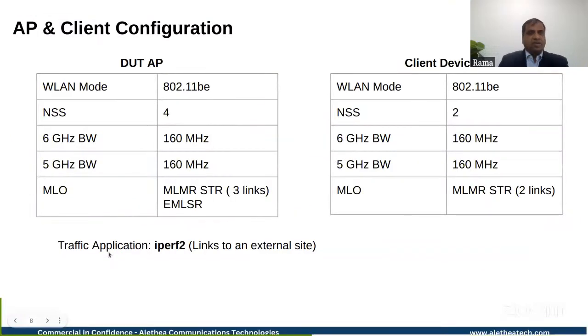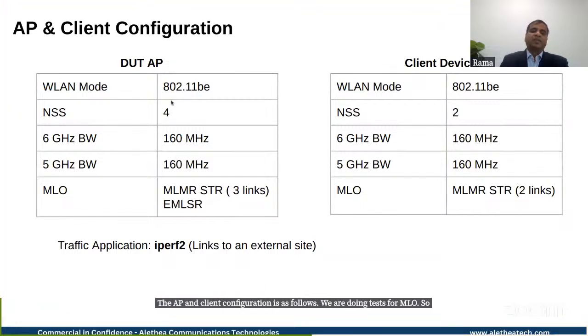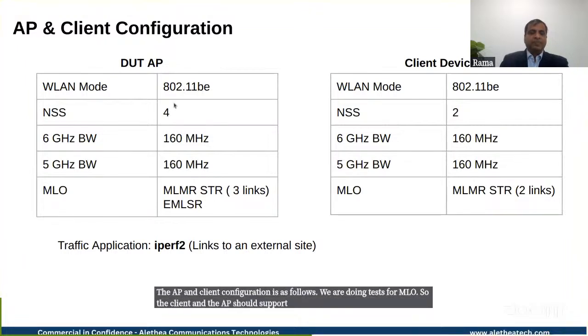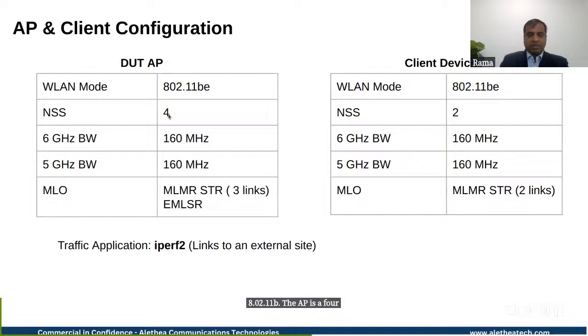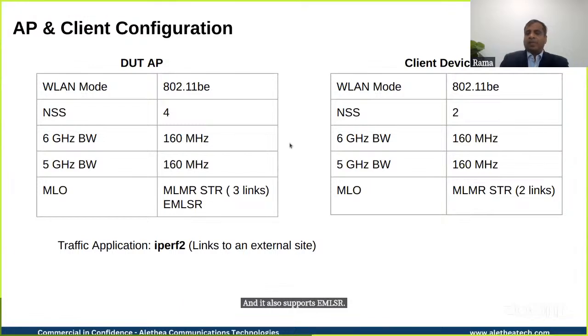The AP and client configuration is as follows. We are doing tests for MLO, so the client and the AP should support 802.11be. The AP is a 4x4 in each of the bands, and the bandwidth selected is 160 megahertz for 6 gigahertz and 160 megahertz for 5 gigahertz. The AP itself supports MLMR STR 3 links, but for the purpose of the test, 2 links is enough, and it also supports EMLSR. The client device is a 2x2, and it supports MLMR STR 2 links, and the bandwidth set to 160 megahertz.